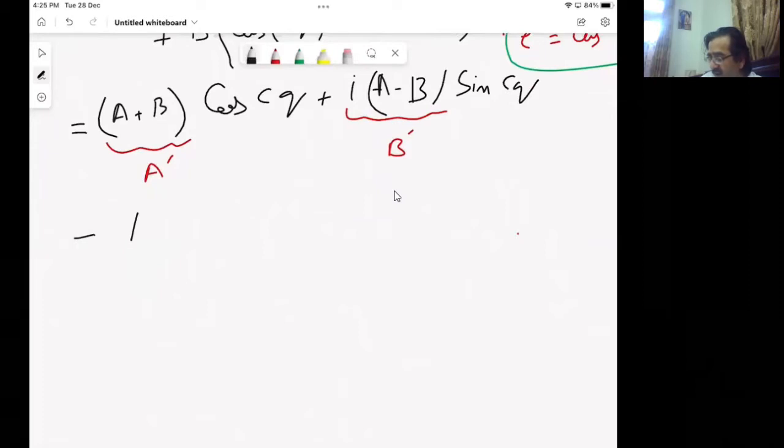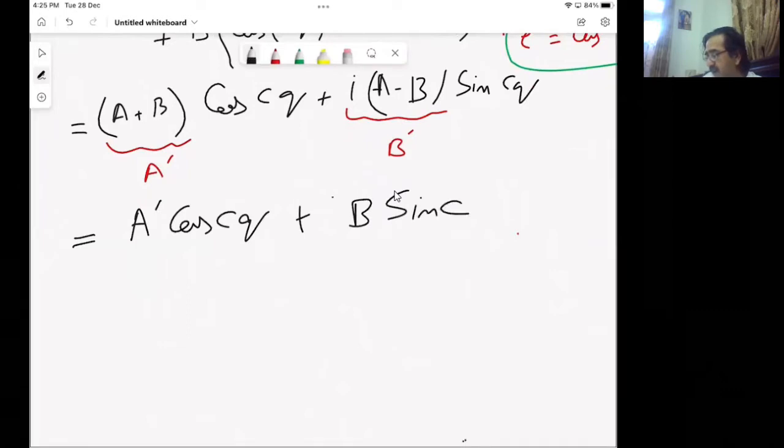So this is equal to a prime cos cq plus iota b prime sin cq. May I write in this way? There must be a prime. So this will be the required result.